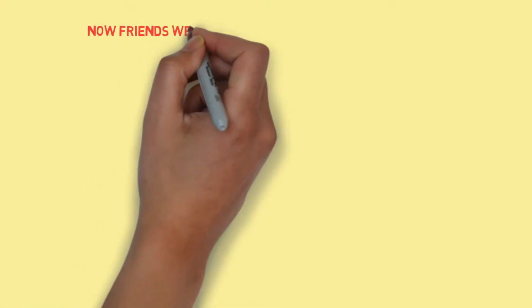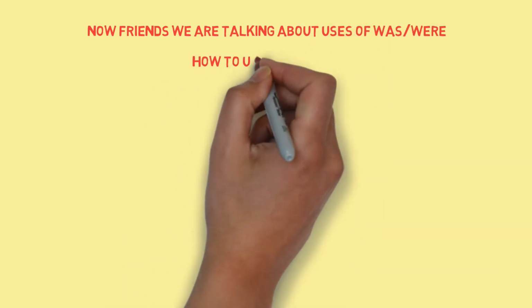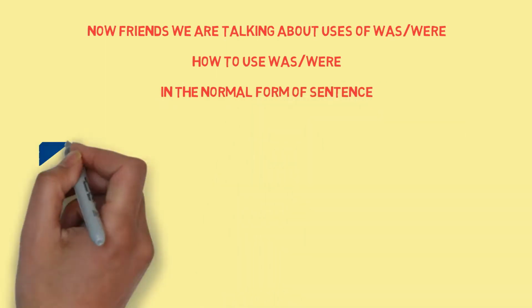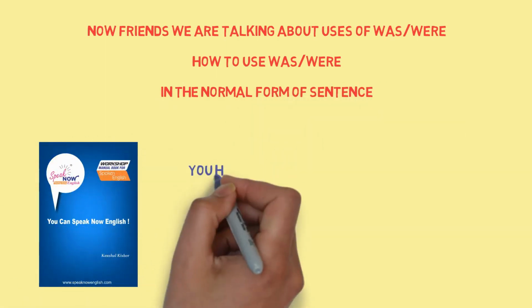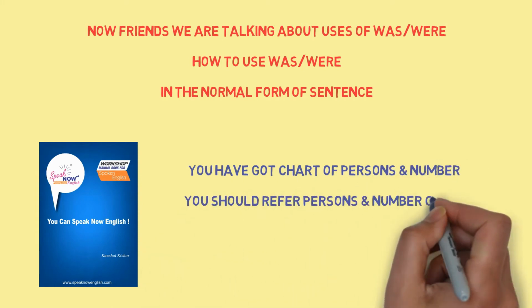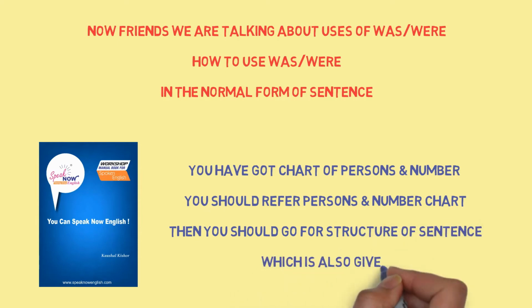Now friends, we are talking about uses of was, were. How to use was, were in the normal form of sentence. In the workshop manual book, you have got the chart of person and number. You should refer to the person and number chart. Then you should go for the structure of sentence, which is also given.